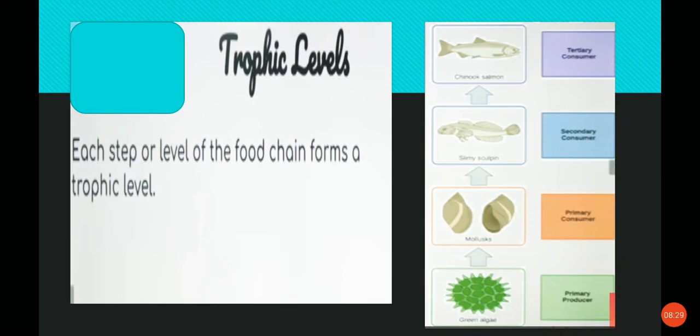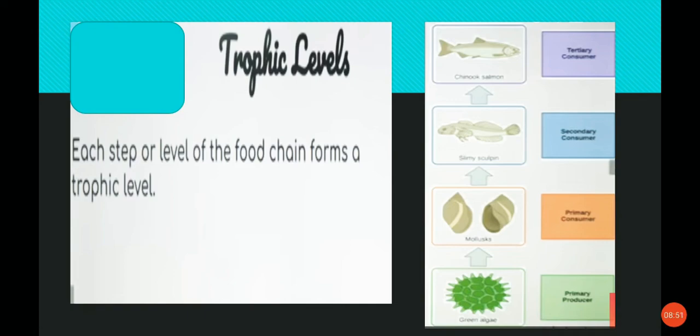Okay, so primary consumers are this. And what are primary consumers? Primary consumers always depend upon producers. Secondary consumers always depend upon primary consumers. Primary consumers have the food.